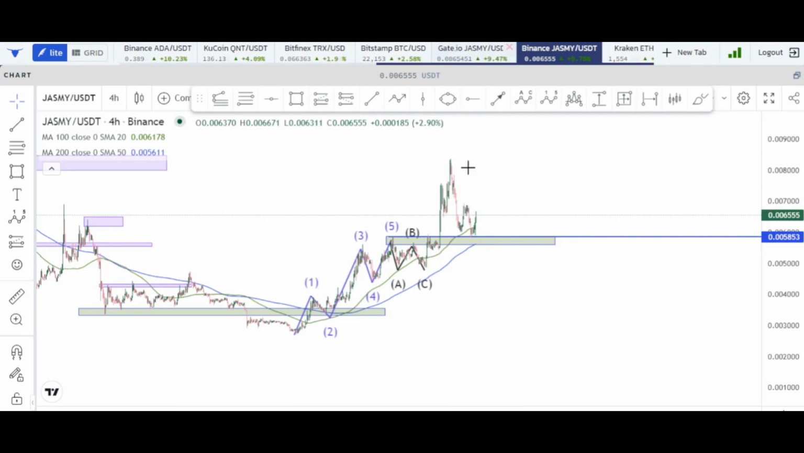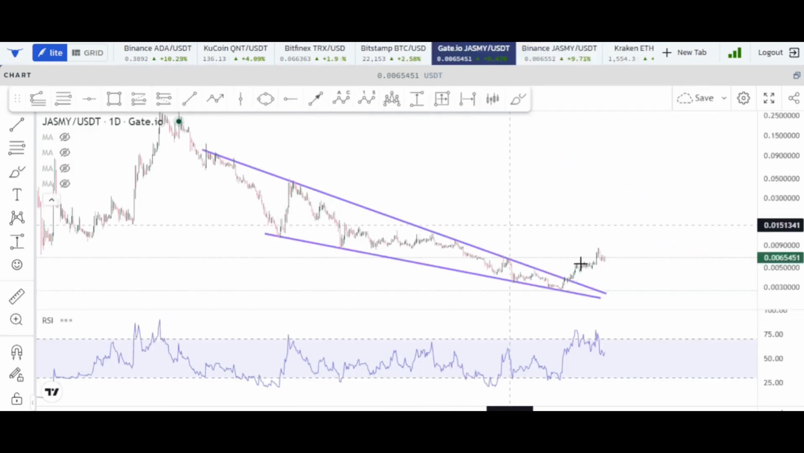Why is that important right here? When I showed you this falling wedge, you can see that we haven't had the back test just yet of this. It's not a condition that has to be satisfied really, but it's something that is probable also in the long term for the Jasmy price right here.